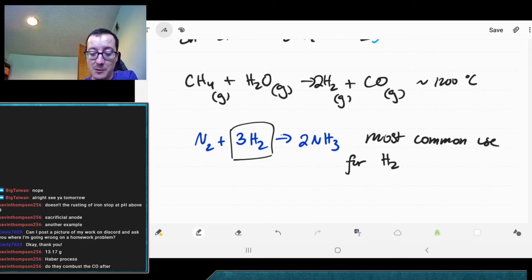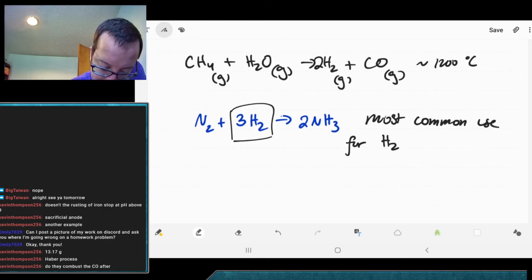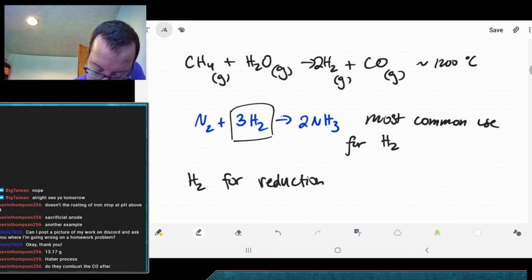So the most common use for hydrogen is for the Haber process for making ammonia, because ammonia for fertilizing purposes is very, very important. So it's for agriculture overall. There are other things that we can do with hydrogen here. Chemically speaking, we use hydrogen for reduction of organic compounds.